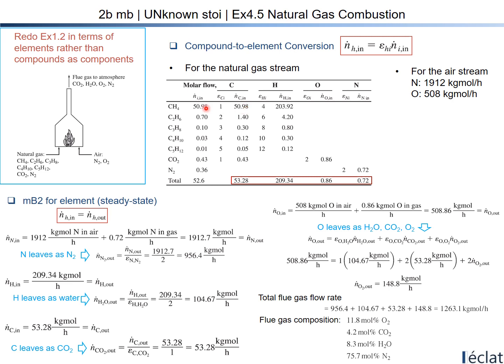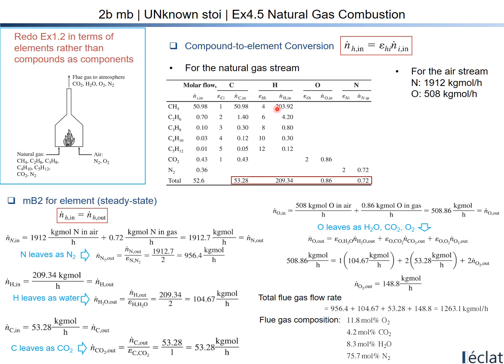How about the ethane? Ethane has 2 carbons, so 2 times 0.70. That is the input flow rate. Then it is going to be 1.4, something like that. And the summation of all flow rates for the carbon atom from the carbon sources gives us the carbon molar flow rate. In this case, 53.28 moles per hour or something. Okay, moles per hour, right?